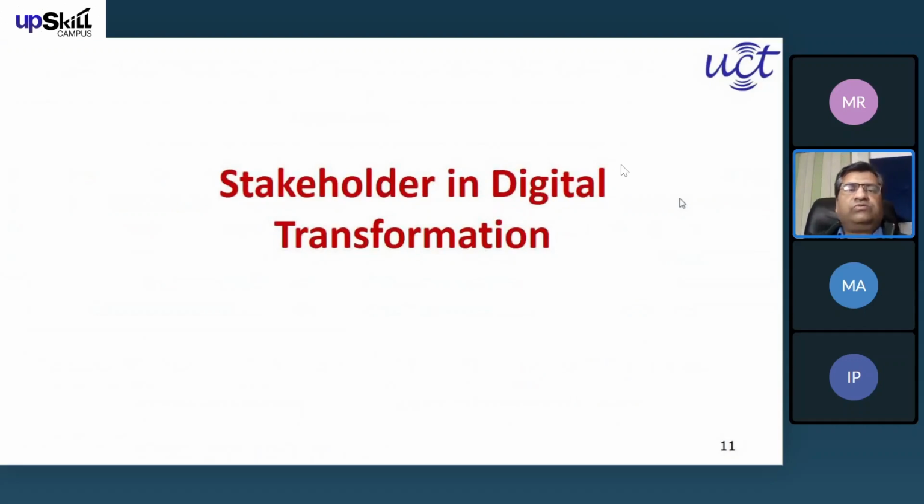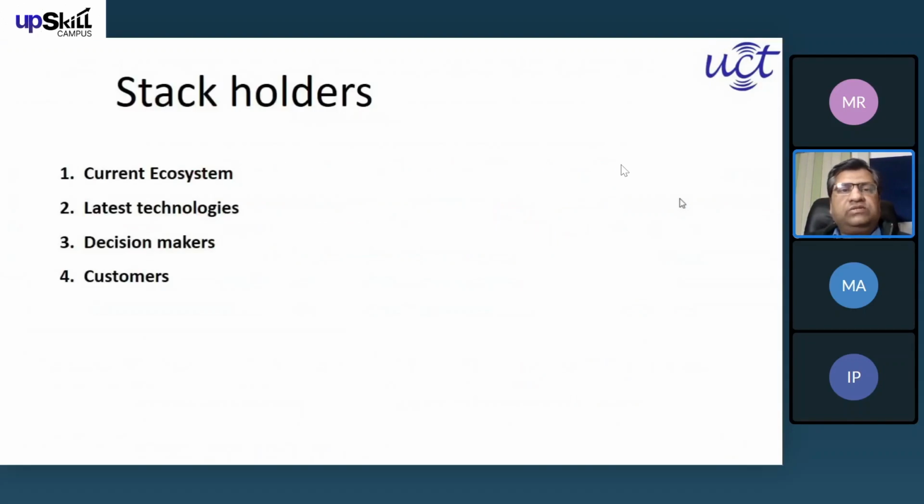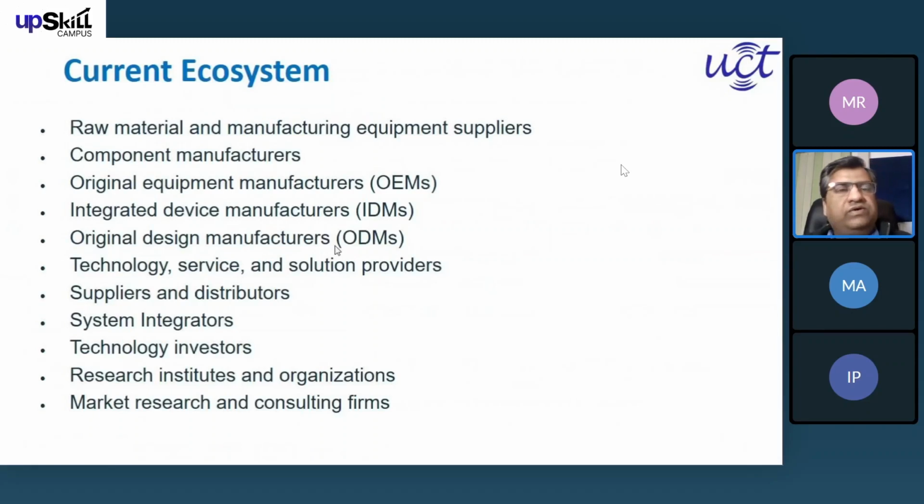Now we will discuss who the stakeholders in digital transformation are, who are participating in adopting or promoting it. Basically the current ecosystem, latest technology, decision makers, and the customers. These are the major stakeholders for getting adoption of digital transformation. If we talk about the current ecosystem, industries have always been very advanced compared to other domains like the consumer domain or the commercial domain. Industries are always far ahead in adopting different technologies.